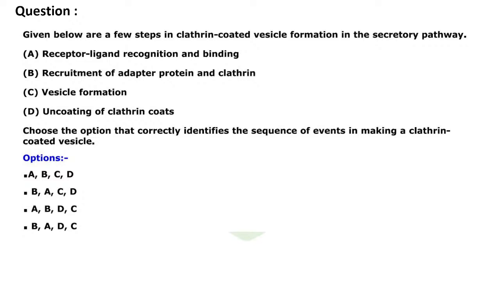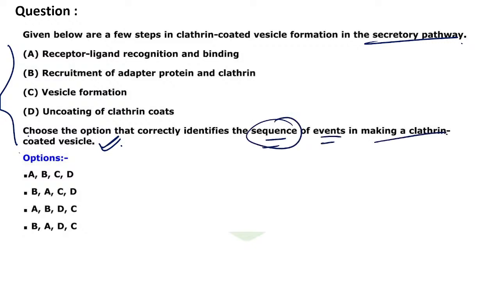Next question. Try this question, everyone. The question is: given below are a few of the steps in Clathrin-coated vesicle formation in the secretory pathway. You have four options over here, and you need to identify the sequence of events in making a Clathrin-coated vesicle. Four options, and you need to find out which of the following correctly identifies the sequence of events in making up the Clathrin-coated vesicle. Try the question, everyone. Basic and easy.